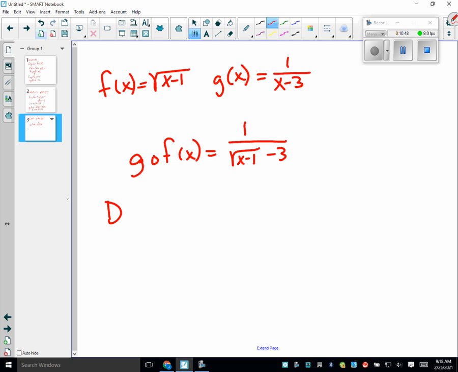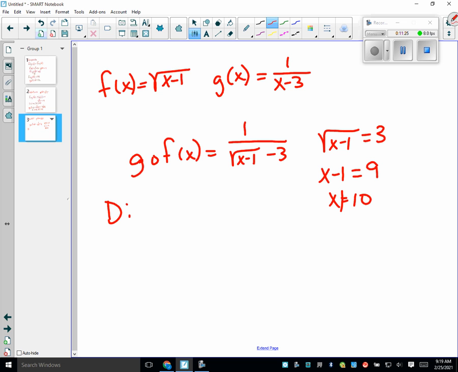Okay, now, can we find this domain? So radical x minus 1 has to not equal 3. Okay, that's the first thing. Radical x minus 1, if it equals 3, then x minus 1 has to be 9. So x cannot equal 10. Would you agree with that?